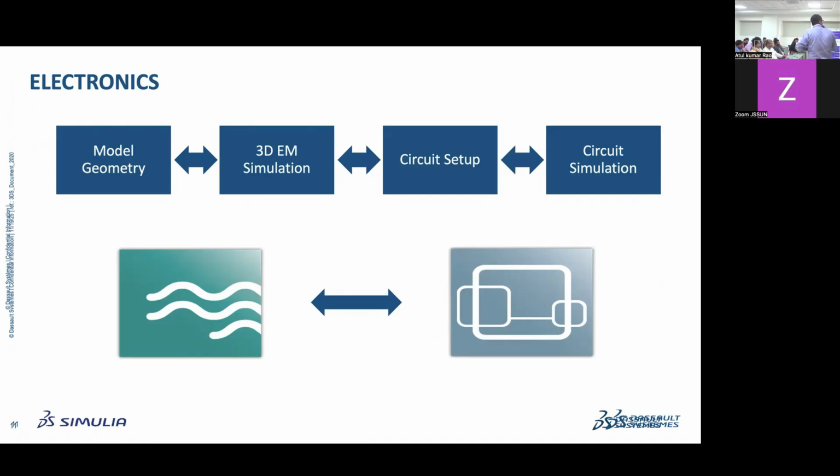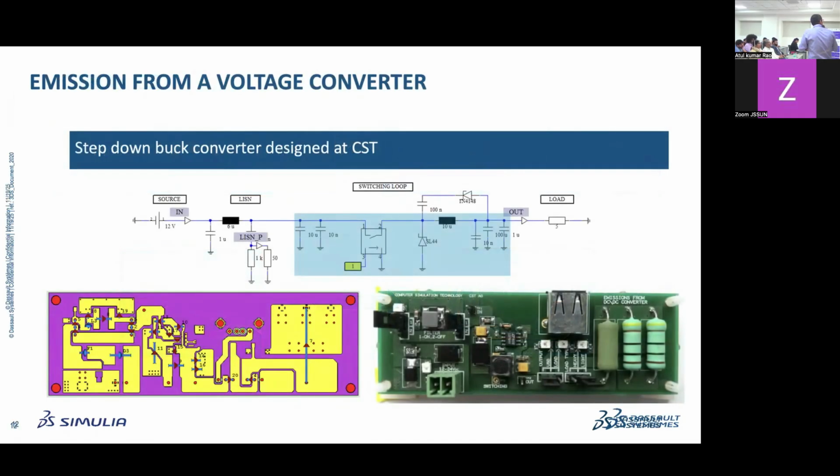So in CST, what we generally do is a bottom to top approach. You take the model geometry and run a 3D electromagnetic simulation on it. And wherever you have components, you perform a circuit simulation on top of it. Let me give you an example, I know this is a little bit abstract. That is a step-down converter, a buck converter that takes a 12-volt input signal and gives out a 5-volt output signal. Now, you have multiple converters like this within your PCB board.